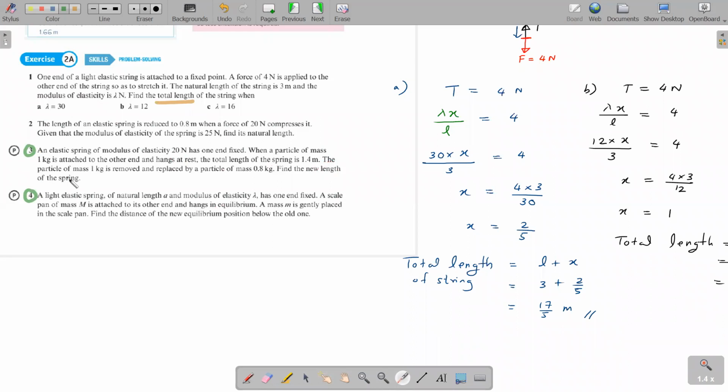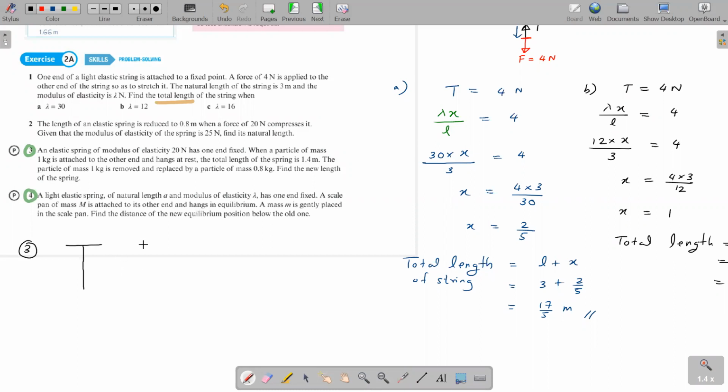Okay, so they say here the particle of mass 1 kilogram is removed and replaced by a particle of mass 0.8 kilogram. Find the new length of the spring. So basically what you have to do here is first consider the scenario under the mass 1 kilogram case. So when the mass is 1 kilogram, how do we work with it? We'll draw a quick diagram. So this is the spring. Its natural length is unknown.